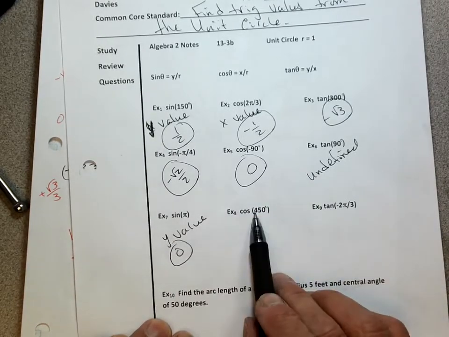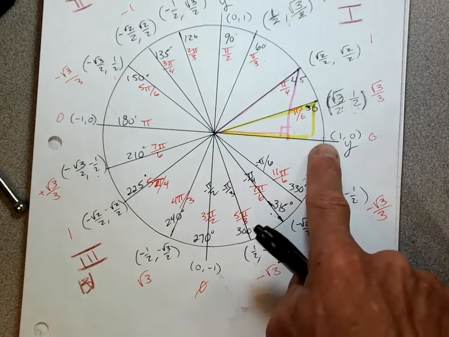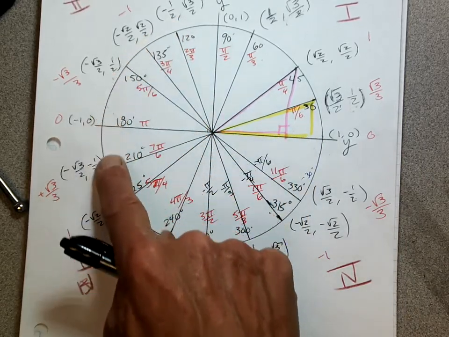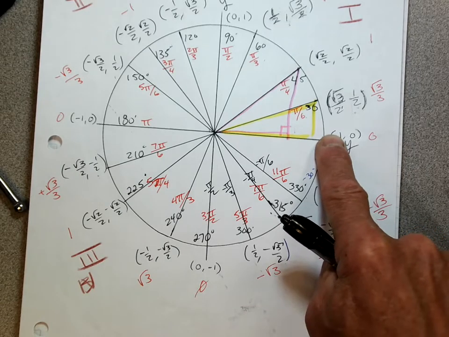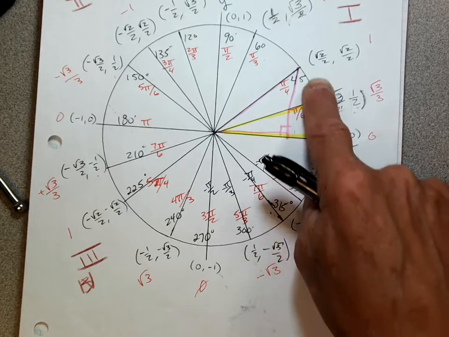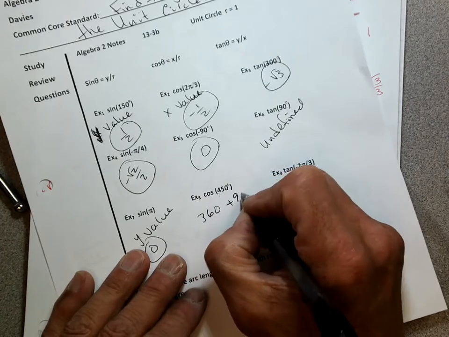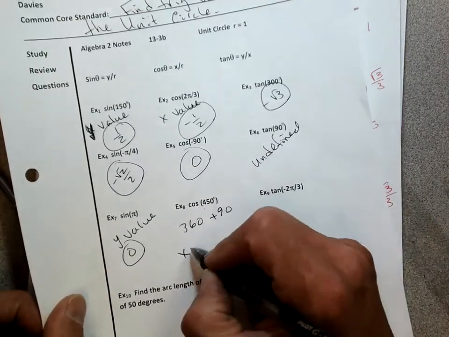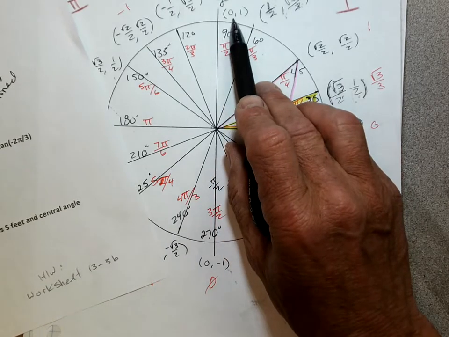Okay, cosine of 450. Whoa, what in the world is that? Well, let's take a trip. Everybody watching? Watch my finger. I'm going around. 360 degrees, right? I got to go 450, right? So I go another 90, because 360 plus 90 is 450. You guys agree with that? So let's find the x value at 90. 0. Okay.